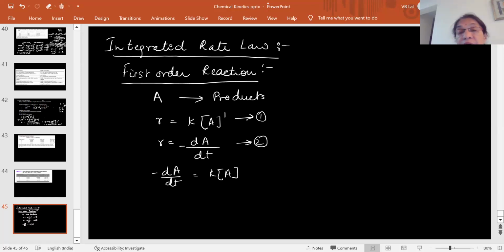Now, for my convenience, I can change it slightly, taking the sign to the other side. So I can say dA by A is equal to minus K dt. Can I do it? Tell me in terms of your integration. Okay, can I do this? Children, you all don't switch on your cameras. You don't answer.